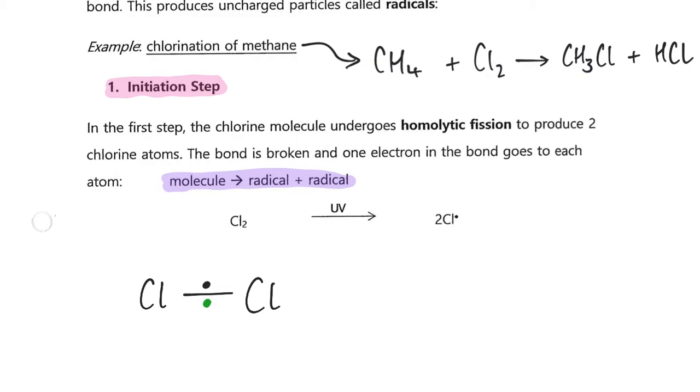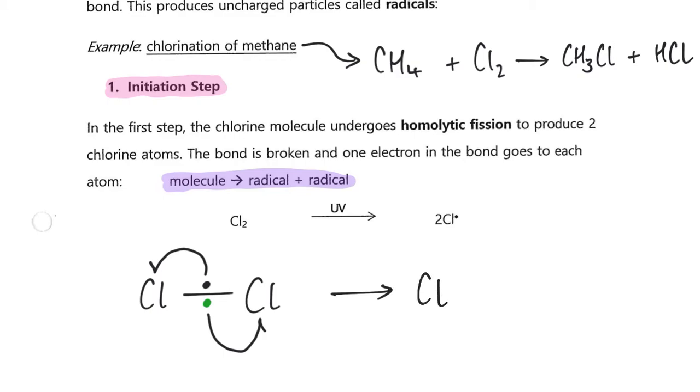So what happens is this homolytic fission causes one electron to go to one chlorine atom. Okay, and you can see the single-headed arrow that I've used there to show only one electron is moving. And the other electron goes to the other chlorine atom, again represented by a single-headed arrow. So what does that produce?